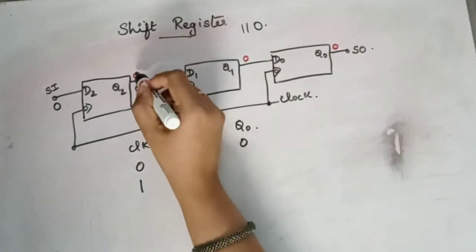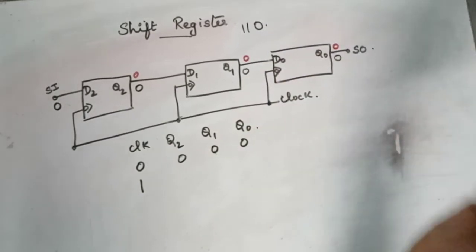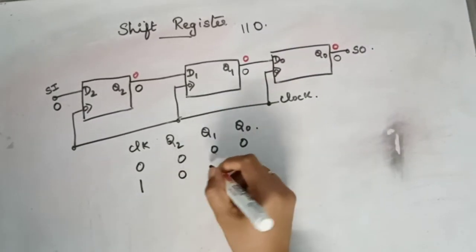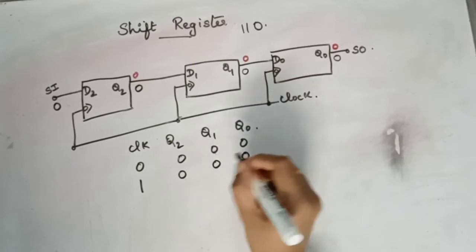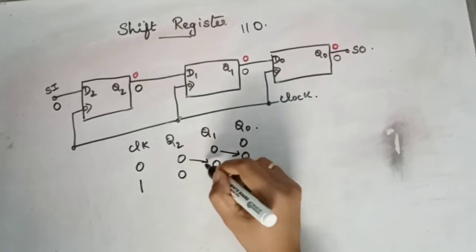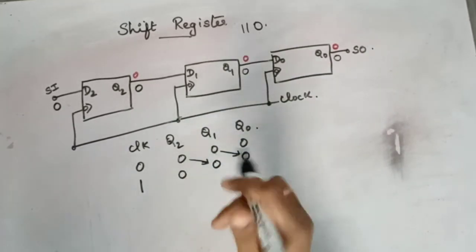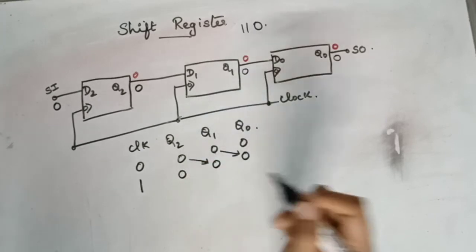So this 0 will come here, this 0 will come here. So again I am having these zeros only. This 0 will come here. This is my data. Okay.